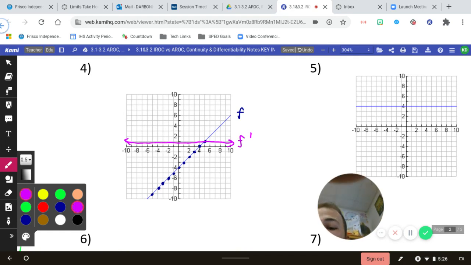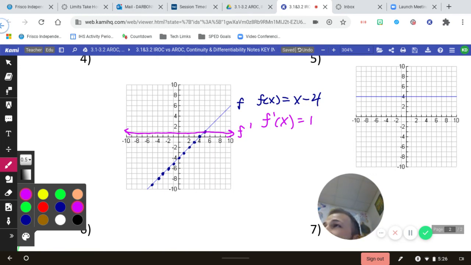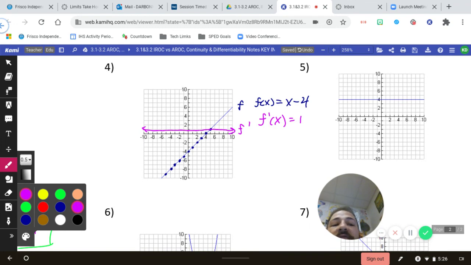To help make this make a little more sense, the function of f would be x minus 4. So what would the derivative of that be? Well, that would be just 1. So do these graphs match up with our functions? They should. Remember, f prime is a derivative. The derivative is a function that represents the slope at any point on f of x. So it should represent those values of the slope.